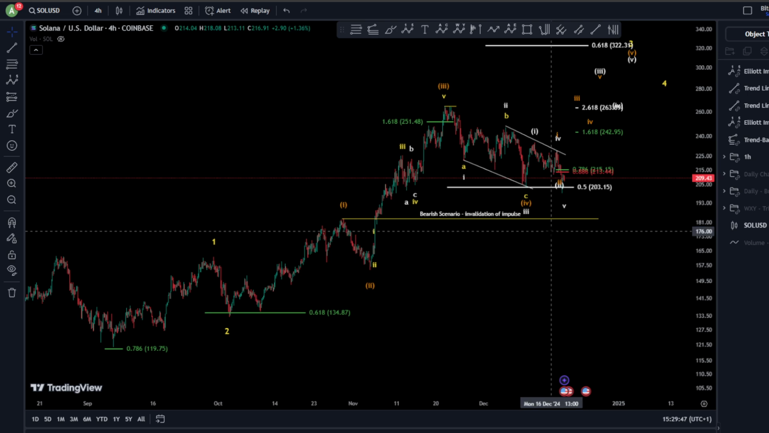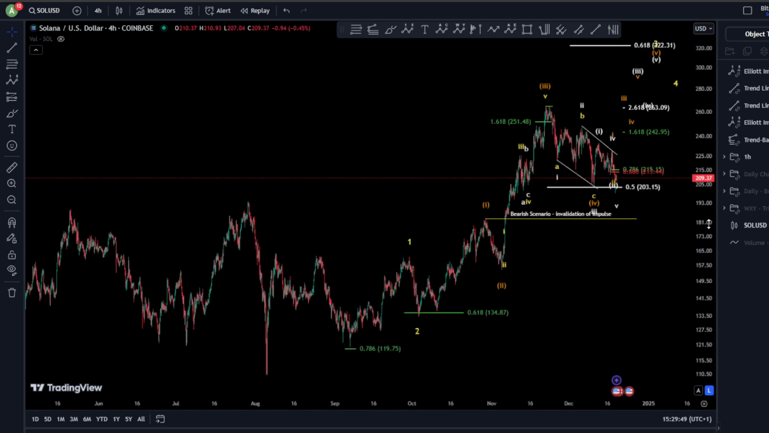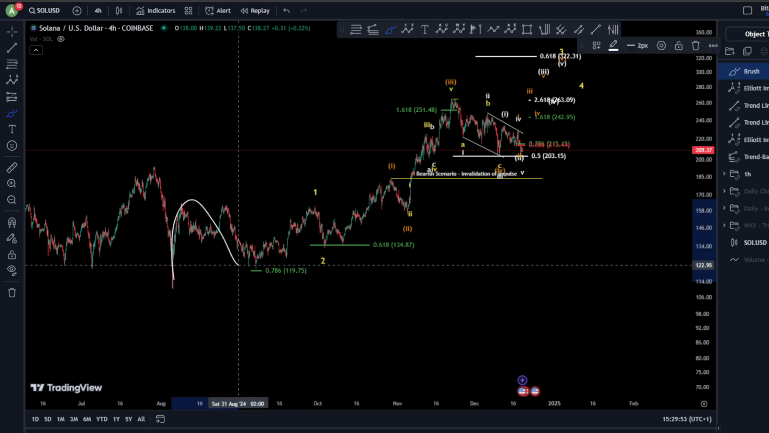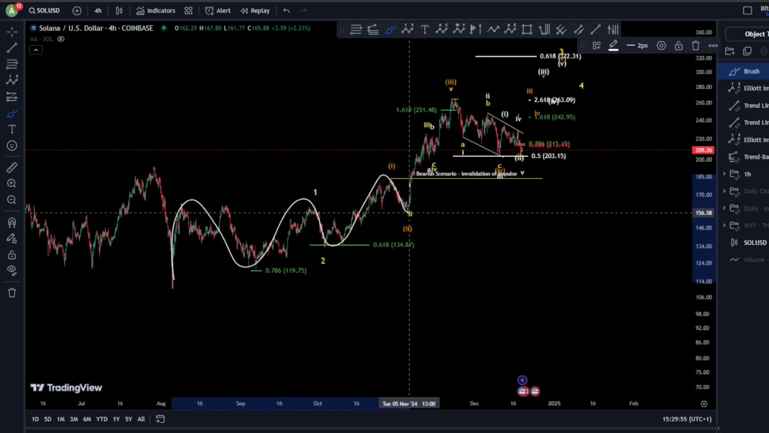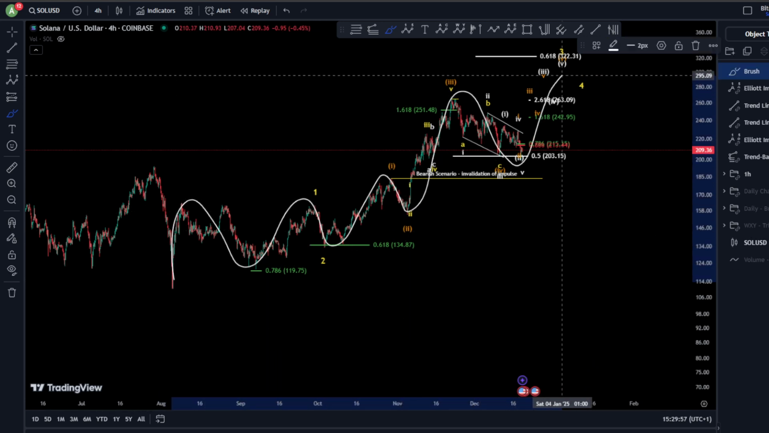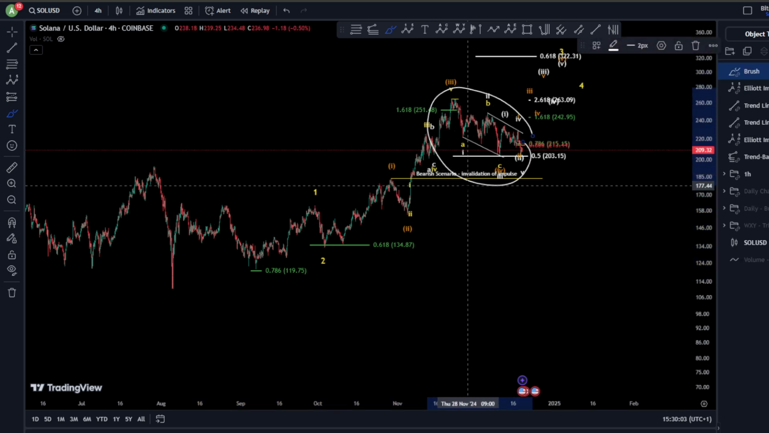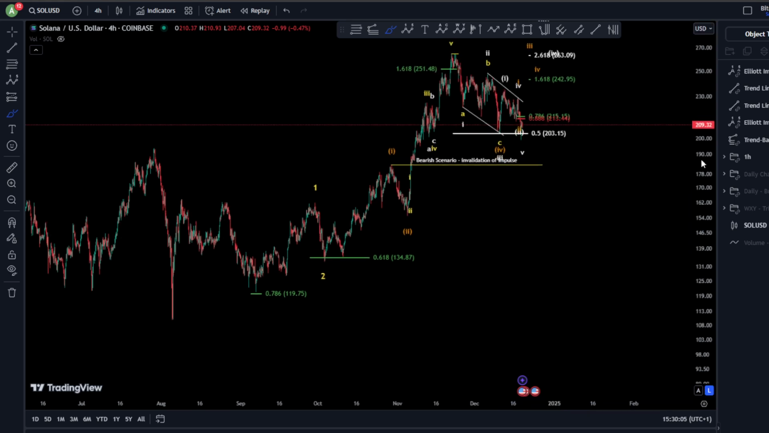And starting here on the 4-hour chart, we are of course looking at this impulse towards the upside, where we have a triple 1-2 as 1-2, 1-2, 1-2 and then a 3, 4, and a 5. This is what we were expecting to have. However, there are a lot of changes since our last analysis for Solana.